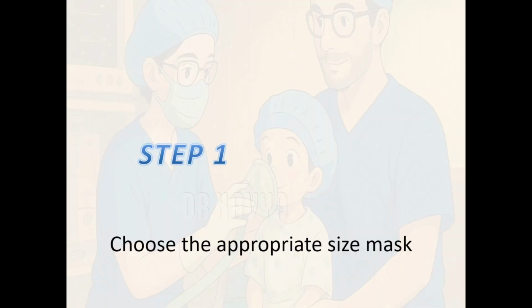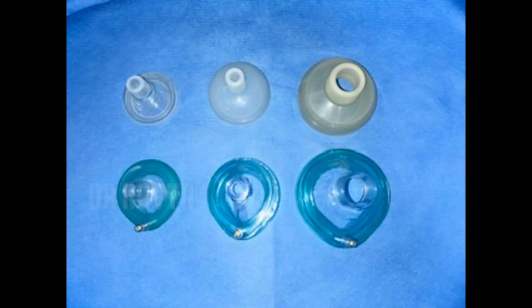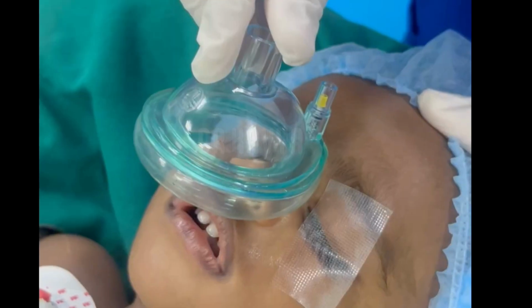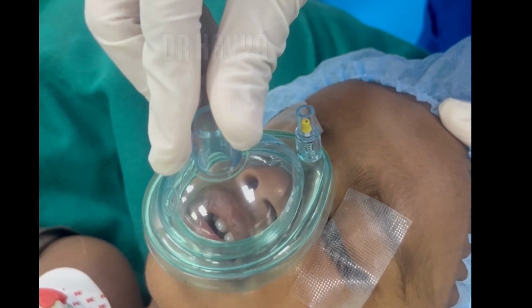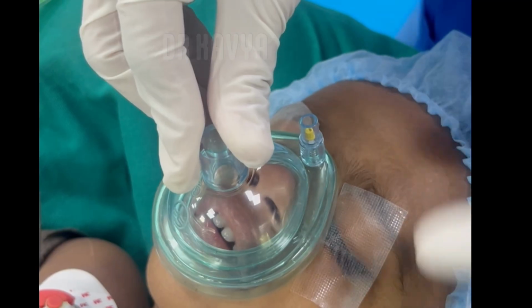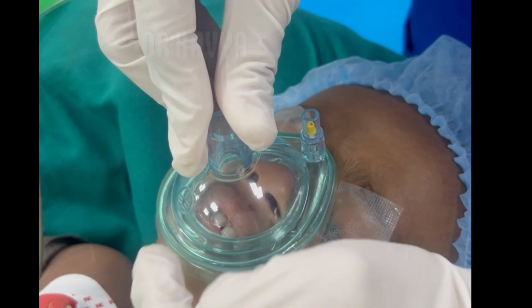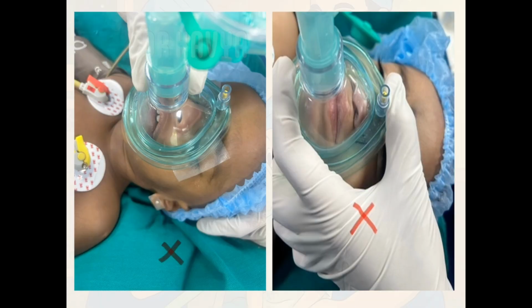Step 1 is to choose an appropriate size face mask. Choice of the mask is based on the child's age and facial dimensions. Place the tip of the mask on the glabella and drop it down on the chin so that it's neither too big, causing compression of the eyes, nor too small, blocking the nostrils.